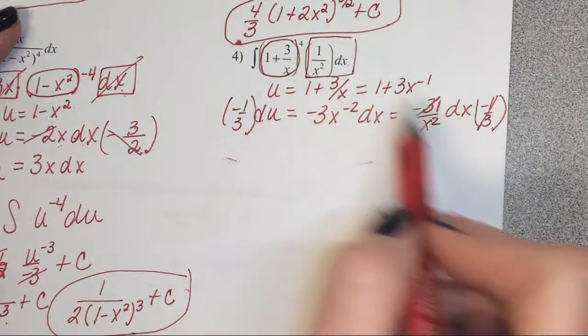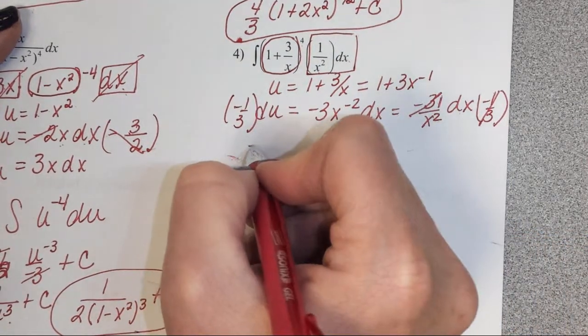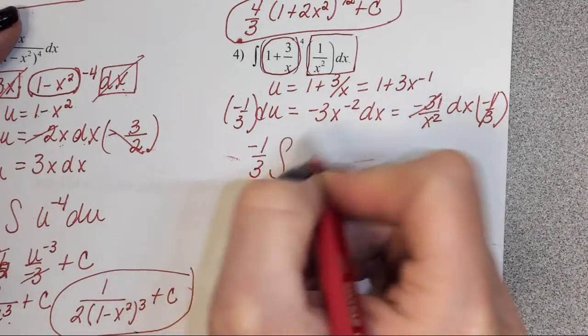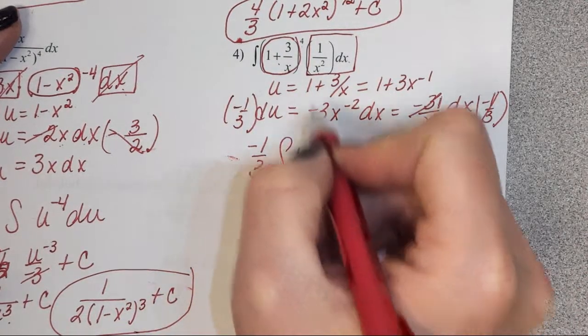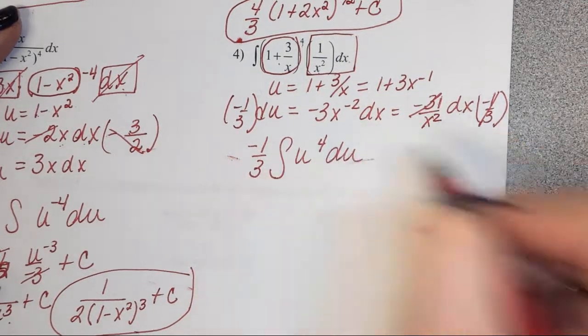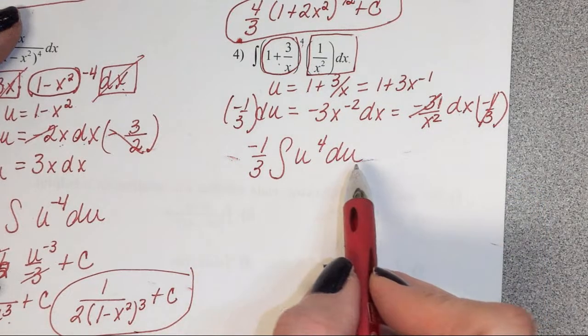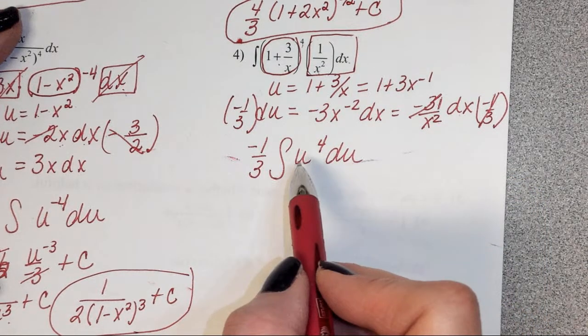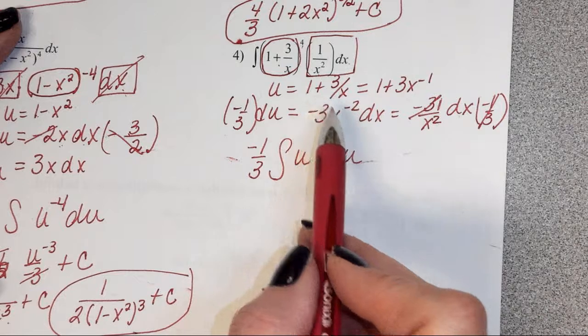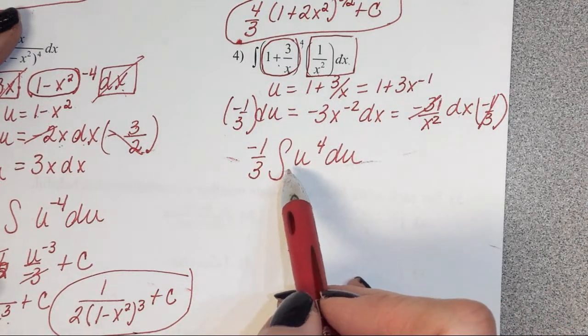So everything in this box, right here, that's going to get replaced with a negative 1/3. Here's my u to the 4th. This is all just du. So now this very complicated problem is this easy problem to integrate. See, here's where it gets confusing too, because we're taking derivatives and we're integrating in the same problem, and that can get a little tedious.